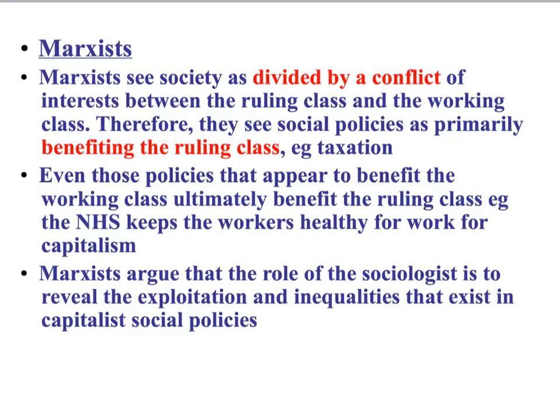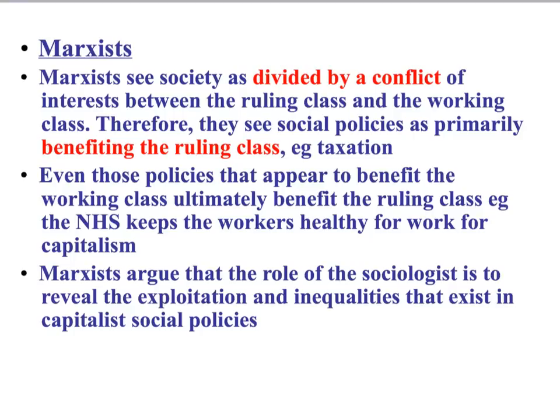Unsurprisingly, Marxists see society as divided and in a state of conflict between the rich and the poor. Therefore, they believe that social policies only benefit the ruling class. So, for example, taxation. Okay, the average worker is taxed a fairly large proportion of their income, whereas corporation tax is something around 4 or 5% on all profits made, which is significantly lower than the level of income tax. Even policies that appear to benefit the working class ultimately benefit the ruling class.